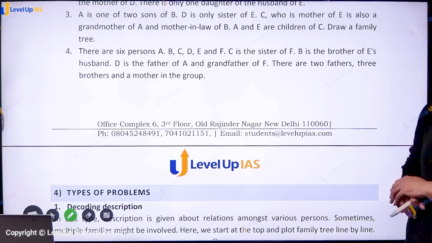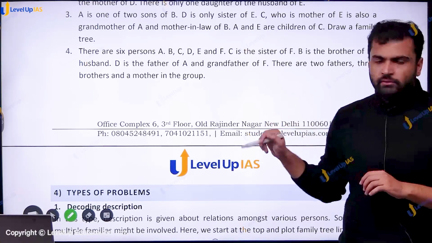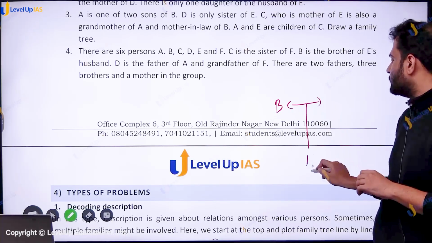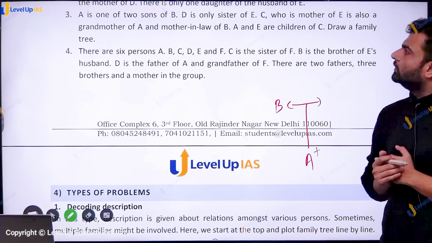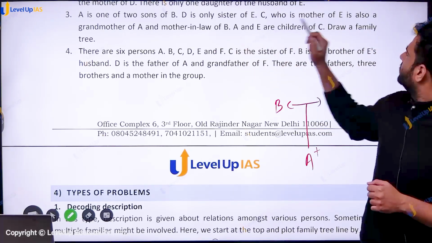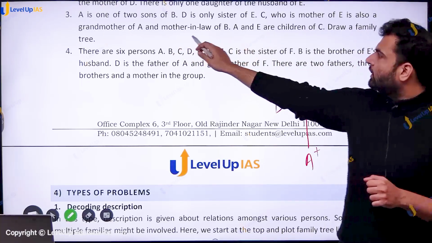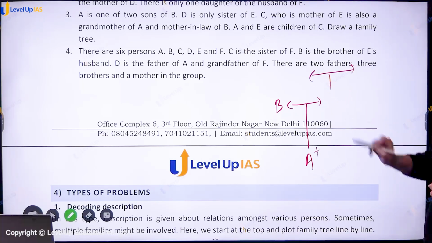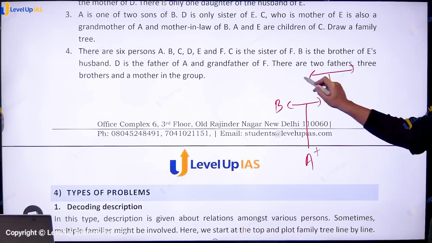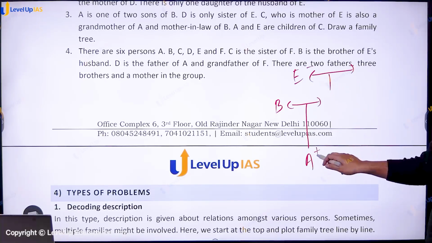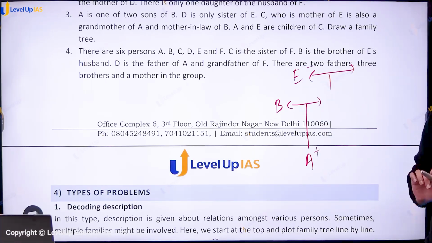अच्छा. A is one of 2 sons of B. Fine. There is B. He or she is married, and A is one of 2 sons of that person. Then let us see what else information we have about A. E is the grandmother of A and mother-in-law of B. So whoever this person is, he or she is the son of E, and E is the grandmother of A and mother-in-law of B. Fine. ठीक है? हाँ?